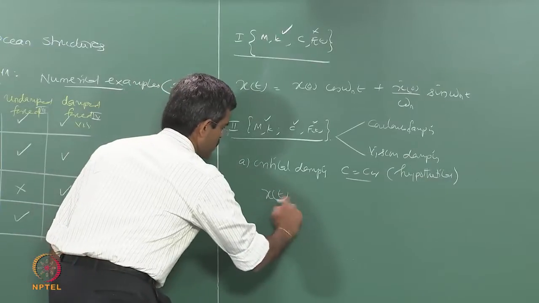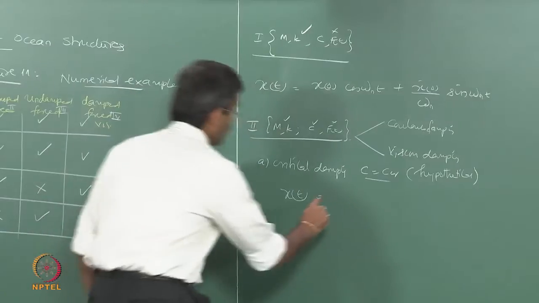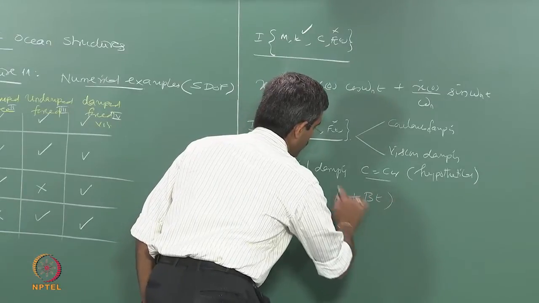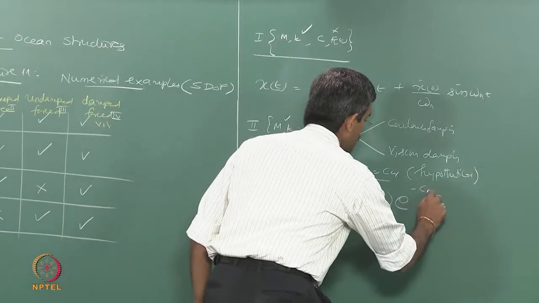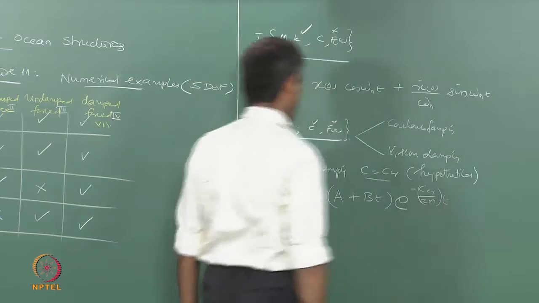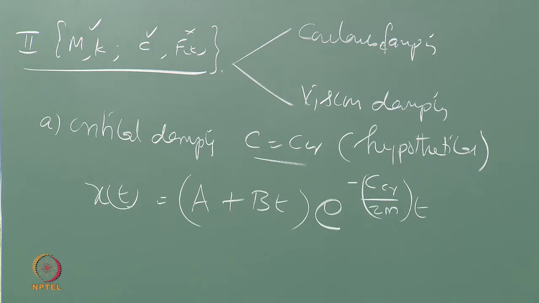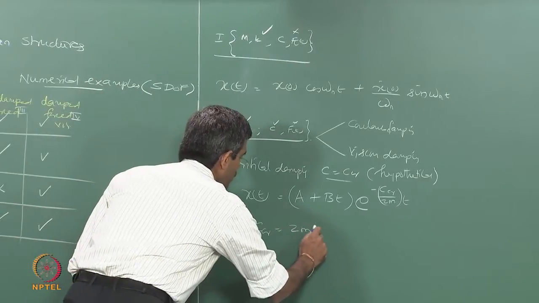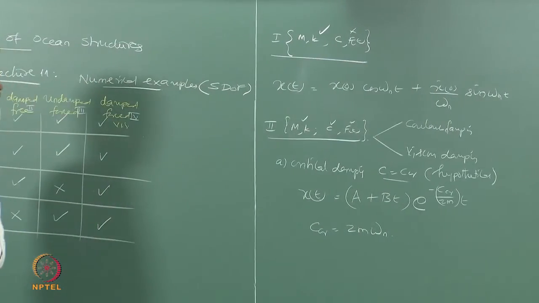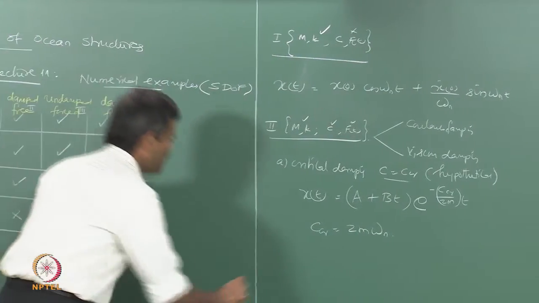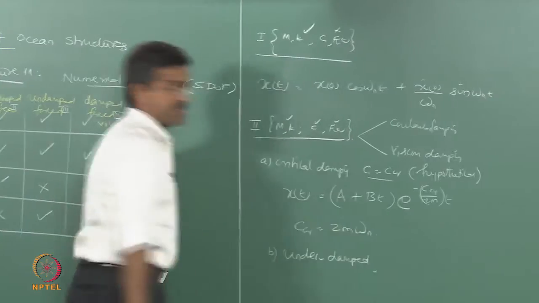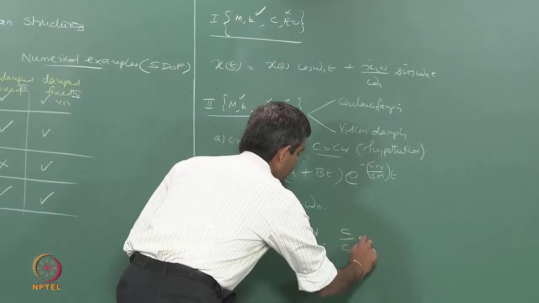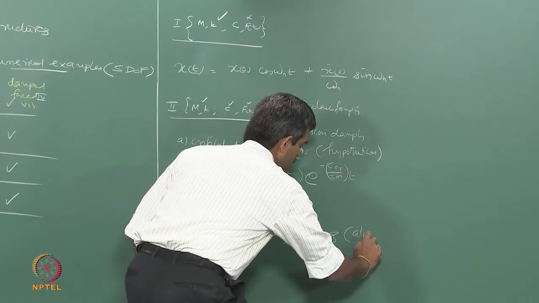We said x of t is given by a plus bt times e to the power of minus C Cr by 2m of t, where a and b are constants which can be evaluated, and Cr is the critical damping, which is 2m omega n. And for an underdamped system, we express damping as a ratio, C by Cc, which is expressed as zeta, always in percentage.